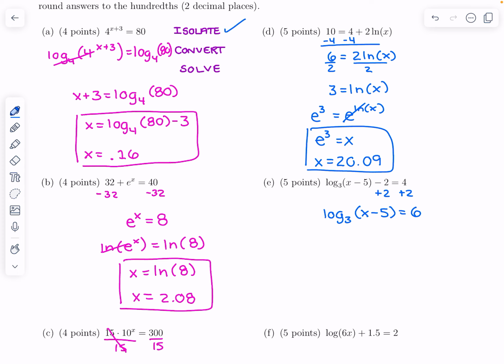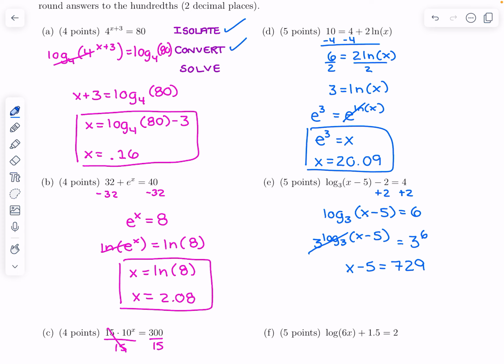So to convert this, I'm going to use base 3 instead of base e this time. So I'm going to have 3 raised to the log base 3 of x minus 5 on the left and 3 to the 6th on the right. So 3 raised to the log base 3 will cancel. I get x minus 5. And I need to grab my calculator and figure out what is 3 to the 6th power. That is 729. So we isolated, we converted to an exponential.